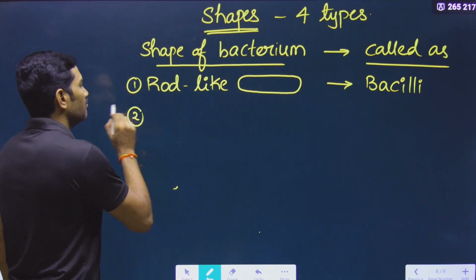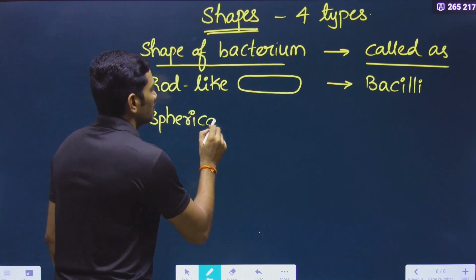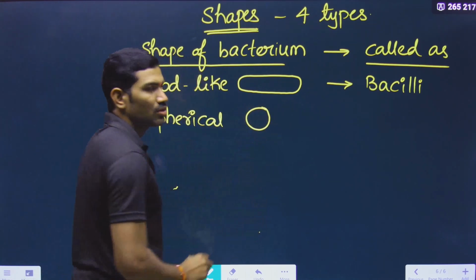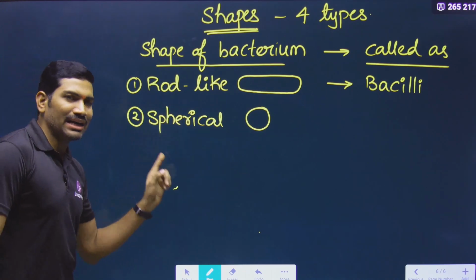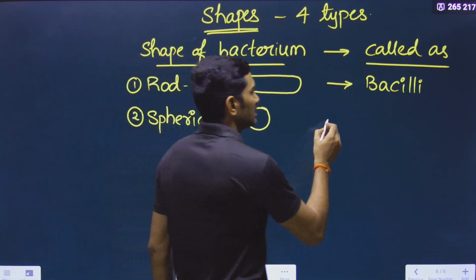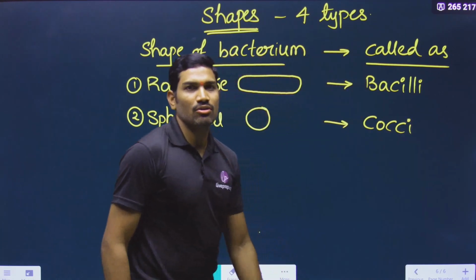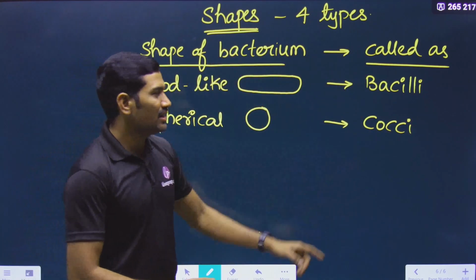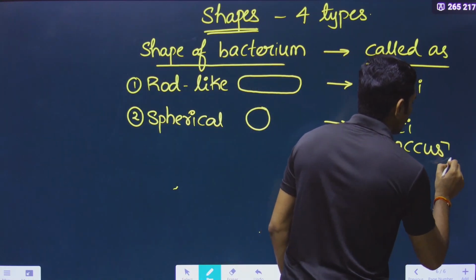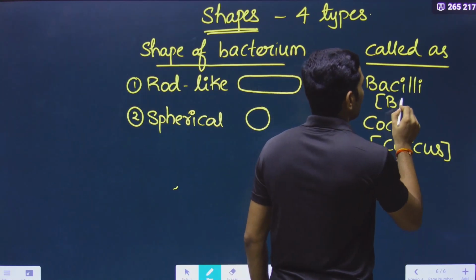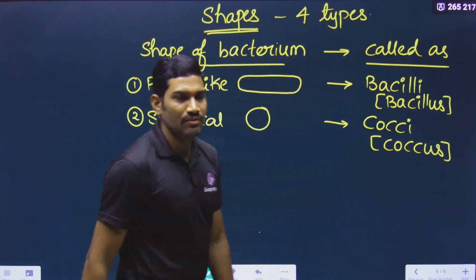Some bacteria are spherical. Spherical means like this, round in shape. Understood or not? So in this way they are present. If the bacterium is having the spherical shape, these bacteria are called cocci. Cocci is the plural. If it is singular, it is coccus. Within brackets, I will write coccus. And here the singular is bacillus. In this way, we are writing this.